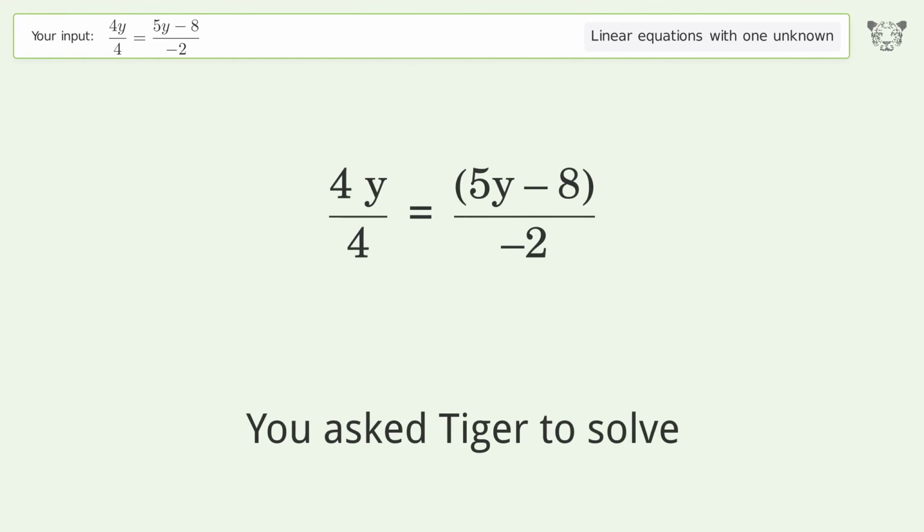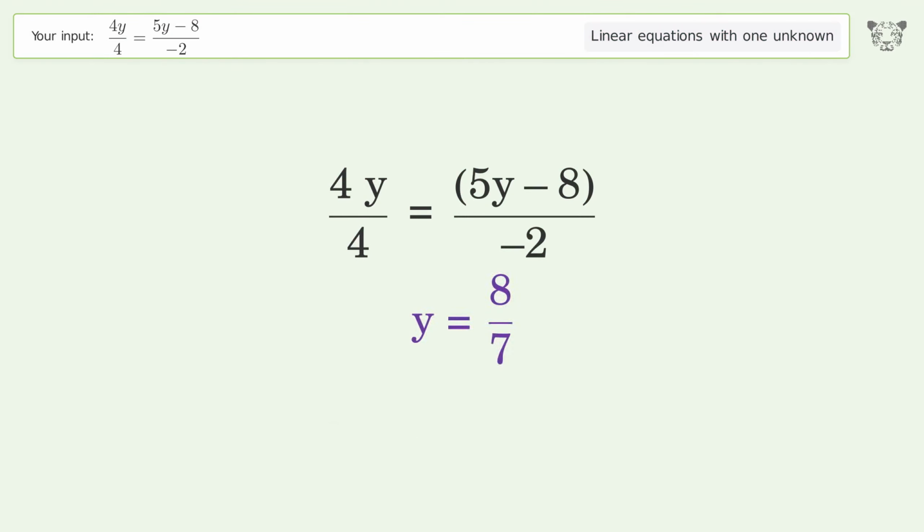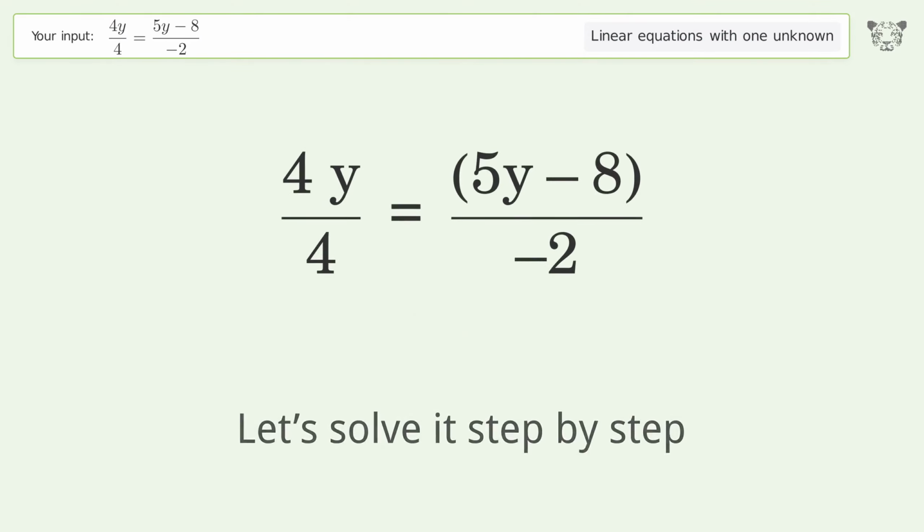You ask Tiger to solve. This deals with linear equations with one unknown. The final result is y equals 8/7. Let's solve it step by step.